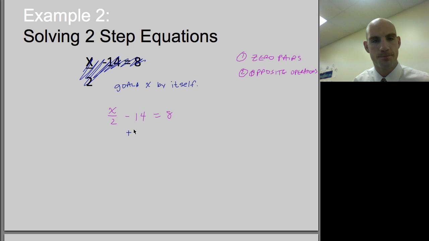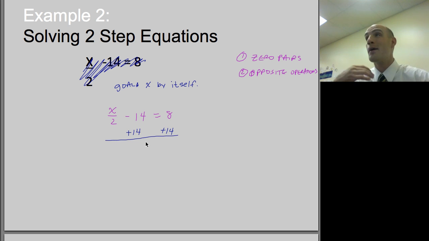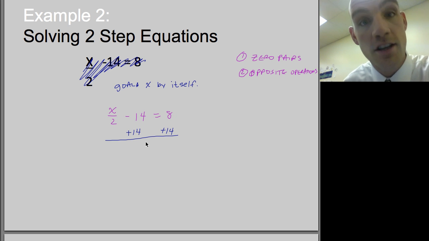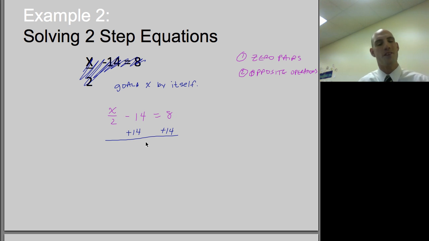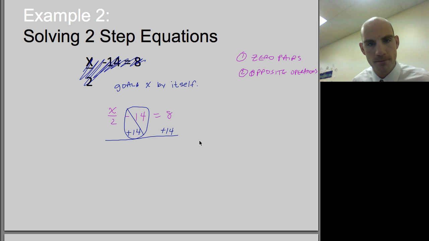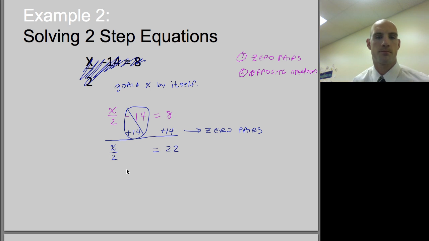So first I'm going to do plus 14. And as you recall, I must do the same thing to both sides. No matter what I'm doing, I must do the same thing to both sides. So if I add 14 to one side to do zero pairs, I have to add 14 to the other side. Put a big old fat 0 here. So this is zero pairs. And so let's look at what I'm left with. I'm left with x over 2 equals 22.